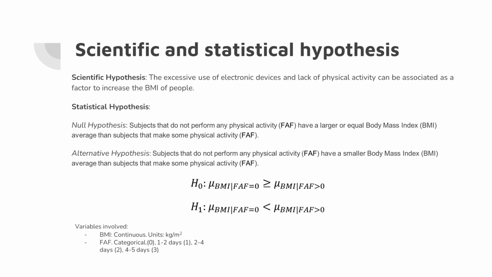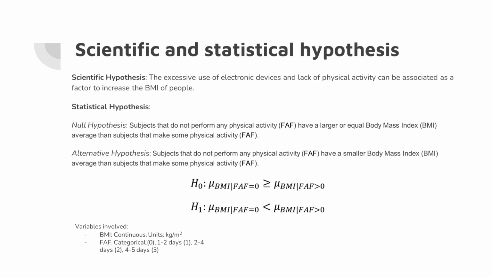The second scientific hypothesis states that the excessive use of electronic devices and lack of physical activity can be associated as a factor to increase the BMI of people. Its statistical hypothesis states that the null hypothesis: subjects that do not perform any physical activity, FAF, have a larger or equal body mass index, BMI, average than subjects that make some physical activity. And its alternative hypothesis states that subjects that do not perform any physical activity have a smaller body mass index average than subjects that make some physical activity.